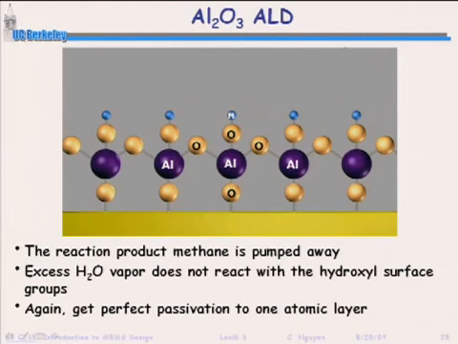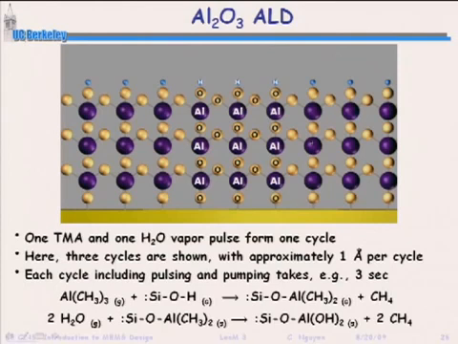And then you grow each of these one at a time. This one, this one, this one. Every cycle, you're going to get another of these. If you know how big this molecule is, then you can calculate how many cycles is required to get a very exact thickness of film here.